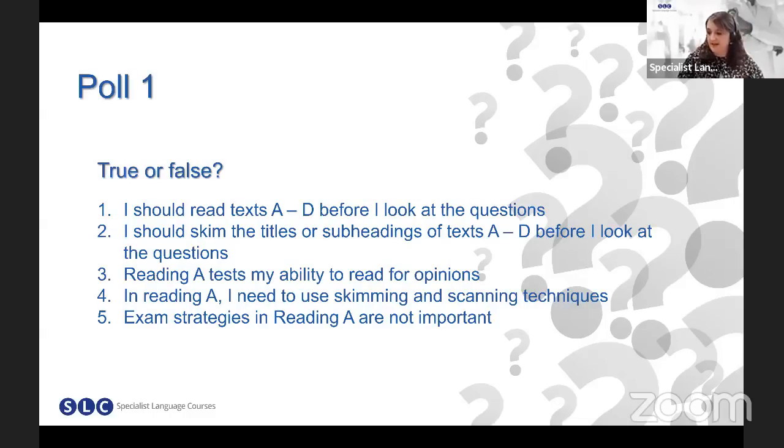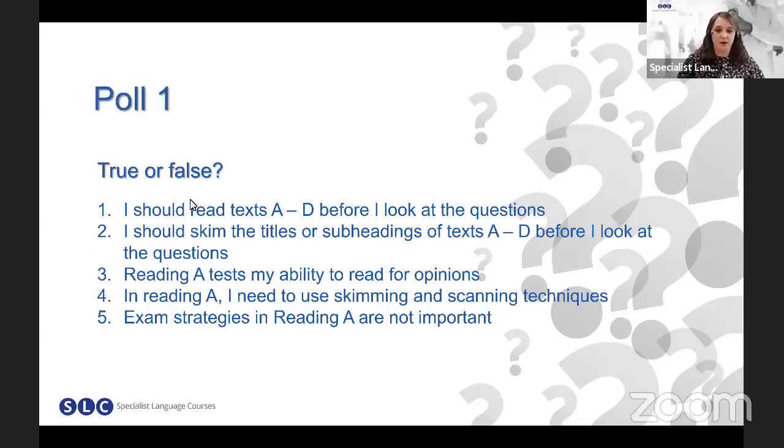So pop your answers into the comments box, share them with our other attendees today. So which ones do you think are true and which ones do you think are false? Okay, great. I can see a few of you putting your answers in there. That's great. All right, great. So quite a lot of you have had a look at that. So let's compare your answers to our answers.